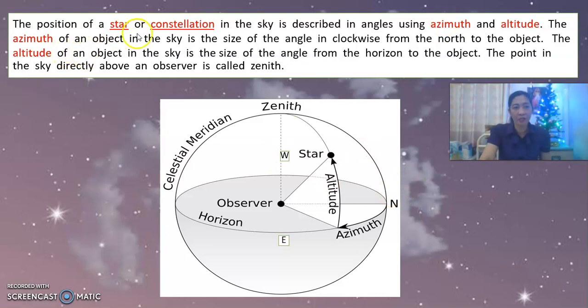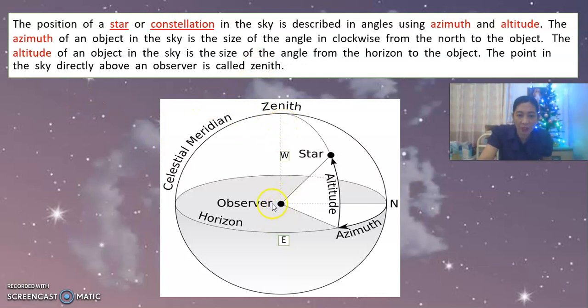The position of a star or constellation, again, a constellation is a group of stars in the sky, is described by angles using azimuth and altitude. The azimuth of an object in the sky is the size of the angle clockwise from the north to the object. The altitude of an object in the sky is the size of the angle from the horizon to the object. The point in the sky directly above the observer is called the zenith. So this is the zenith.